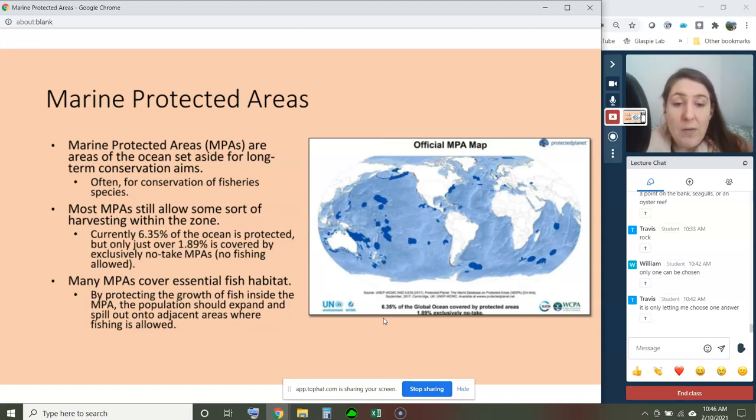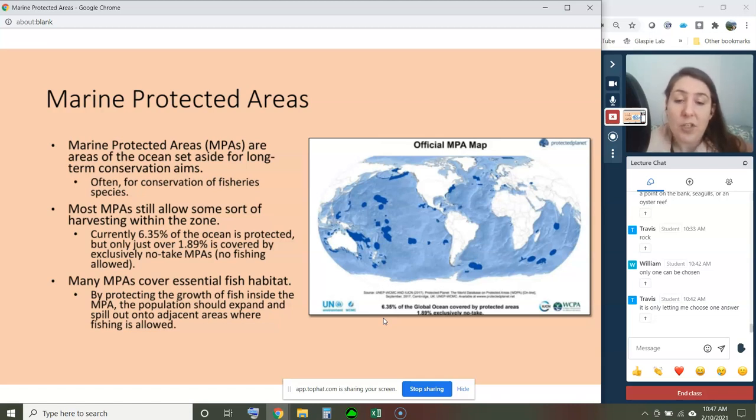However, where MPAs do exist, they often cover, and I would hazard to guess that they all cover, some aspect of essential fish habitat. And by protecting the growth of fish inside the MPA, even if harvest is not allowed there, the goal is that the population should expand and spill out into adjacent areas where fishing is allowed.